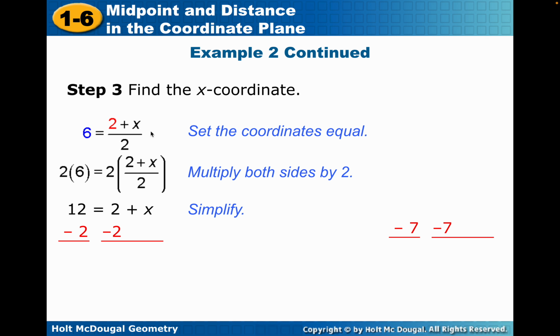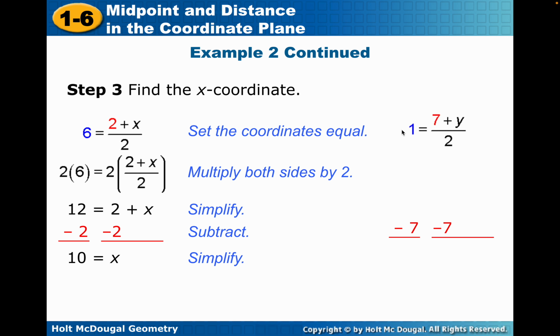Because when you multiply the right side by 2, your 2's are going to cancel out. So these 2's just cancel out right here. And that just leaves us with whatever's left up here. So that's 2 plus x. You simplify from there, you subtract 2, and that's going to give us 10. So x equals 10.